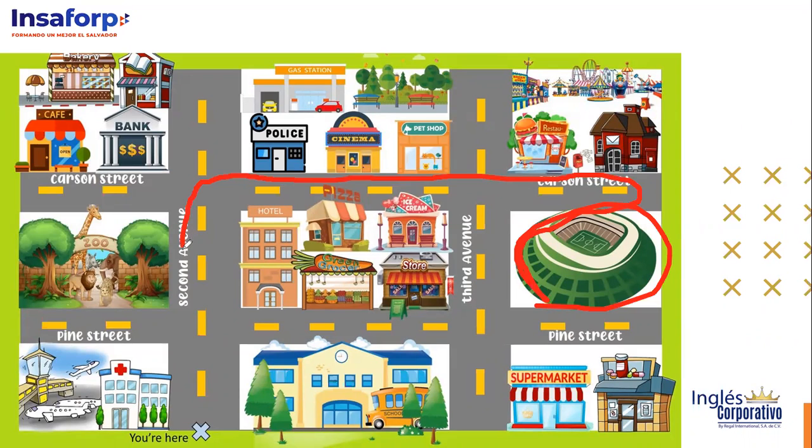How many blocks? One block. Down or up? Down. Go down one block on Second Avenue. And turn right one block on Pine Street. On the left or on the right? Where is the airport? On the left. It is on the left. Excellent. Great. Easy. Okay.